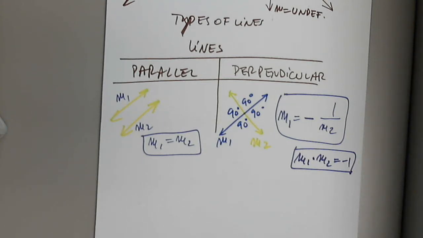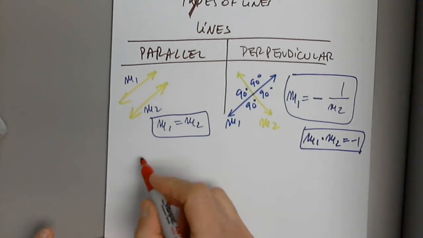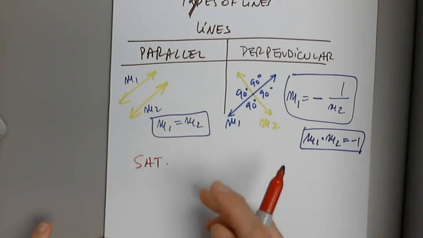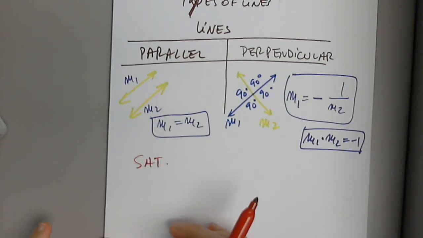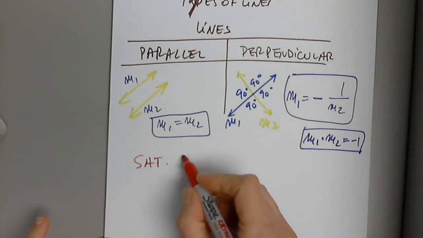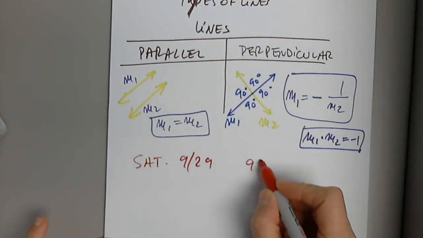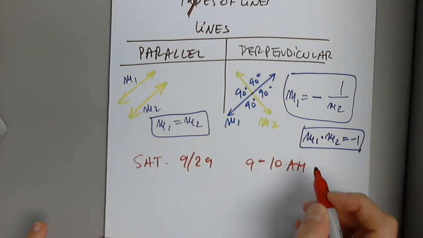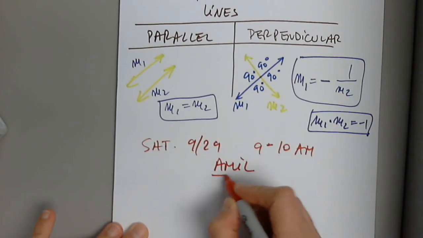Okay, so now I just wanted to let you know that Saturday, is it a 27, 29, right? From 9 to 10 a.m. I will be at Arundel Mills campus.